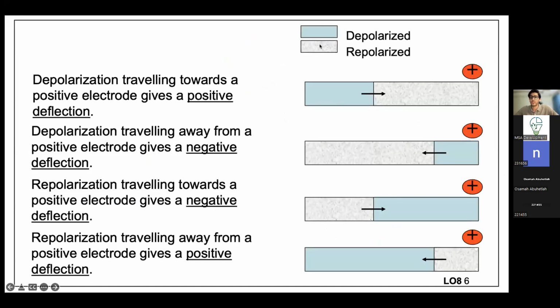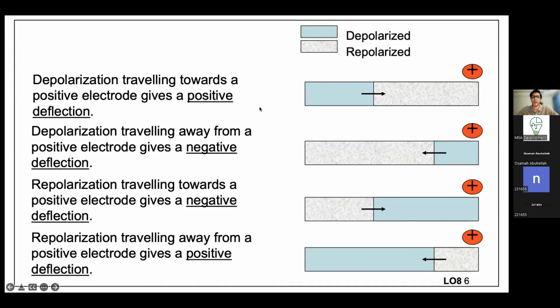If a wave of depolarization spreads towards a positive electrode, the deflection or the trace is going to go up. If the depolarization travels away from the positive electrode, the trace is going to go down with a negative deflection. So it's the opposite compared to the first one. Then we have a wave of repolarization that spreads towards a positive electrode. This is going to cause a negative deflection. And a wave of repolarization that spreads away from the positive electrode is going to cause a positive deflection.